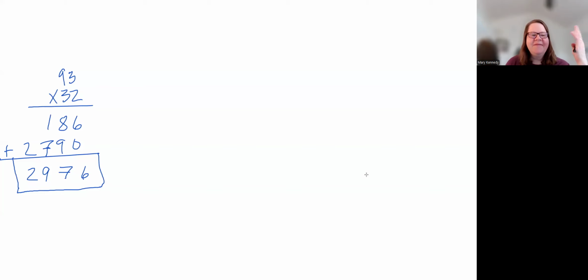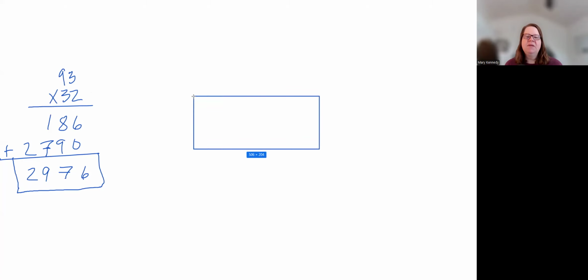And so for most of us, whatever we learned is the easier way to do it. It's harder to learn a new way, but maybe you're helping someone who's doing this a different way and it's not making sense. So I want to take this idea of 93 by 32 and I want us to look at it in terms of a rectangle.